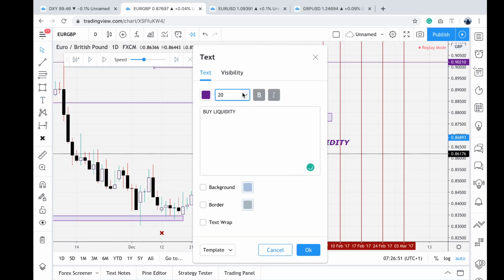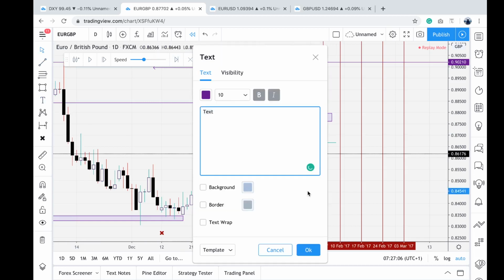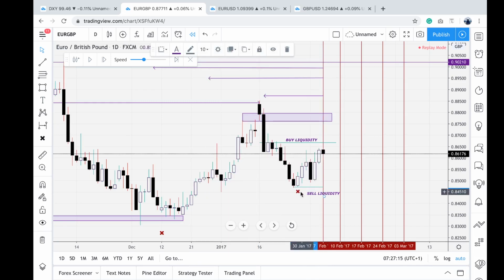So let's make this smaller actually, just 10. And also, as price just left this low, label this liquidity. So we're going to label this liquidity as potential target if we're trying to reach for the sell side. So do not need this.